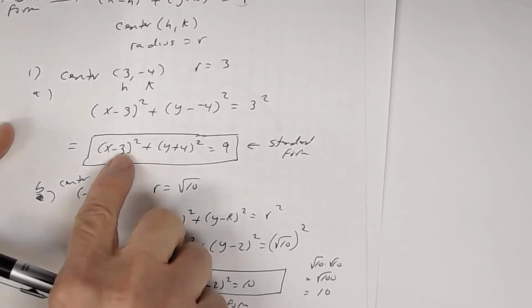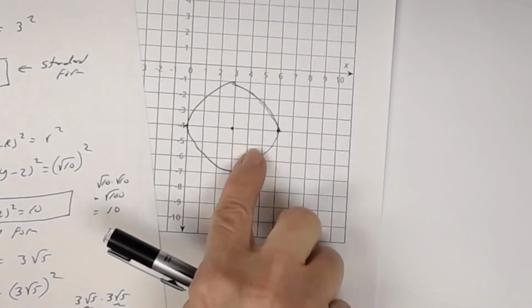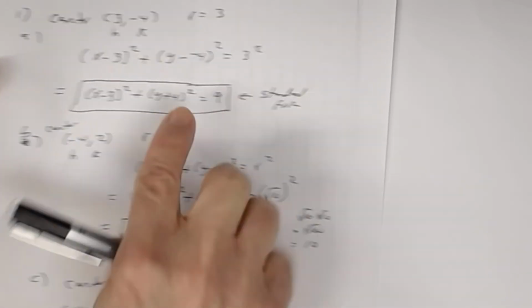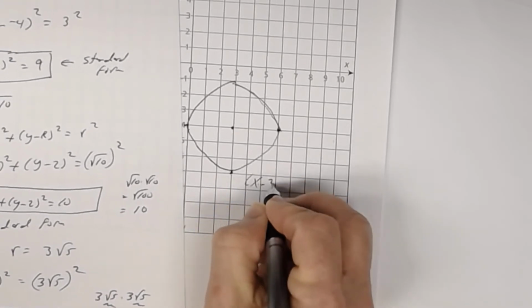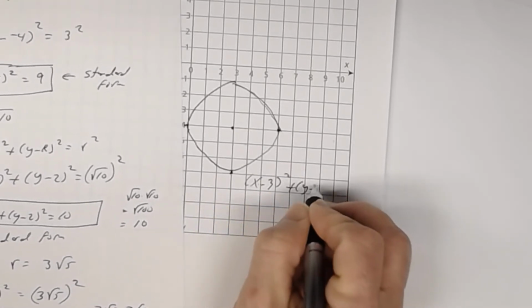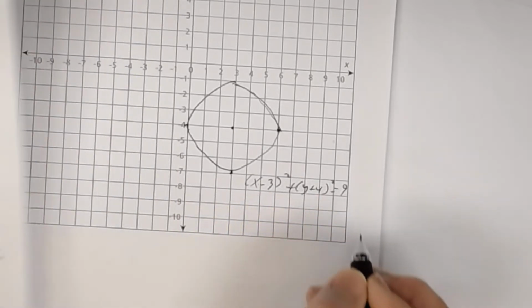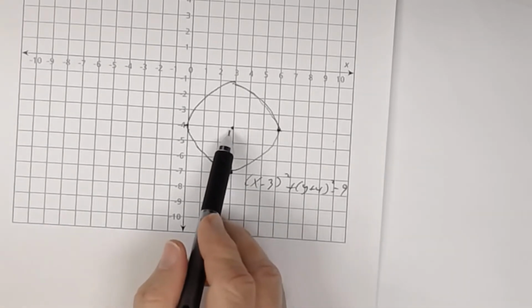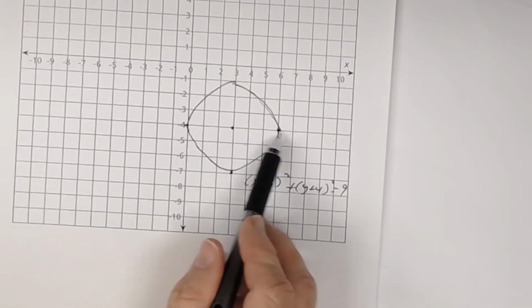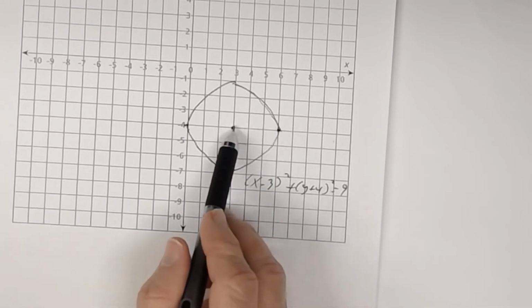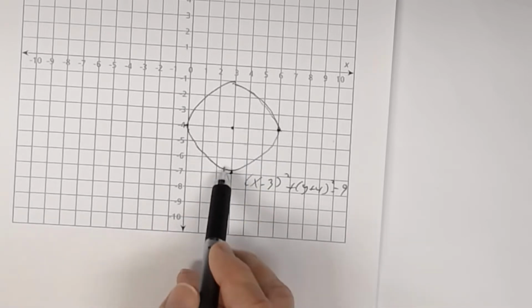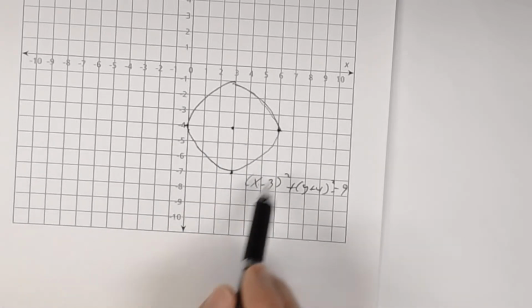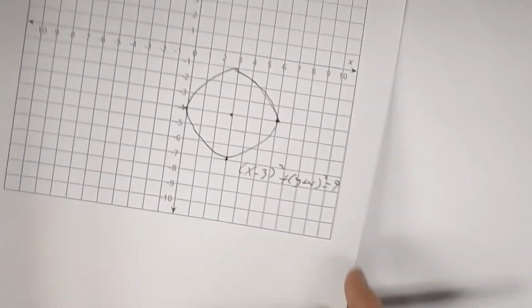So this circle right here has this equation. So this is x minus 3 squared plus y plus 4 squared equals 9. All right, so remember, when drawing a circle, you're going to draw the center and you're going to use the radius. To get the radius, you just go right, left, down, up, and just draw your circle. All right, now let's look at number 2.